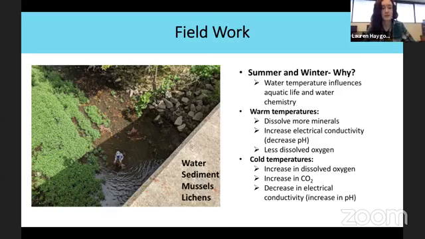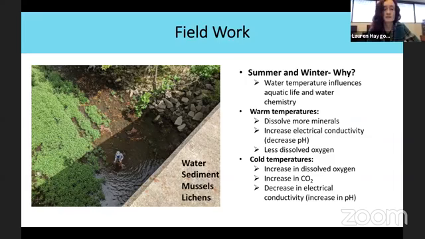And so pH is kind of like an opposite base scale. If we're decreasing in pH, we're increasing in hydrogen ions and we're getting more acidic. So our water system, we would expect to get more acidic. And we also have less dissolved oxygen. Dissolved oxygen is just the oxygen content within the water. So we would expect to have less oxygen in the water in warm temperatures. And then in cold temperatures, we're increasing in dissolved oxygen. So there's going to be more oxygen available to aquatic life.